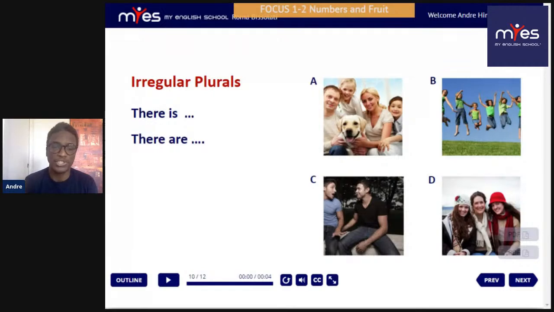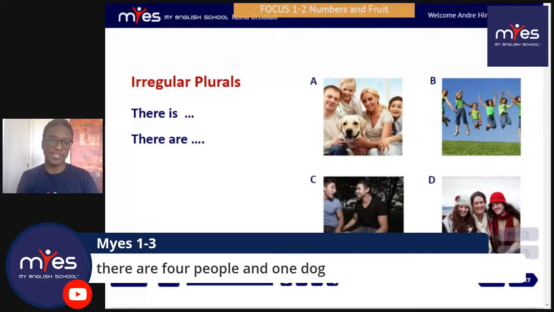Good. Picture B. We've got quite a few people. Exactly, Larissa. There are four people and one dog. So there are four people and one dog. And of course, there are two children. Excellent for picture A. And there are two children.